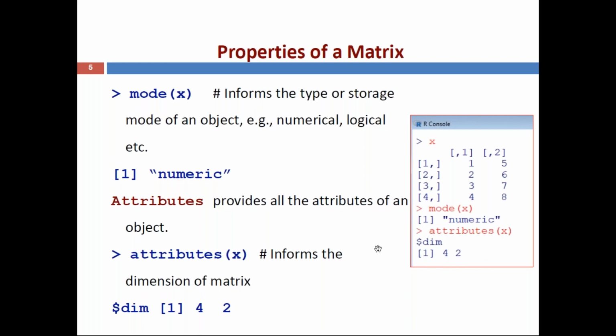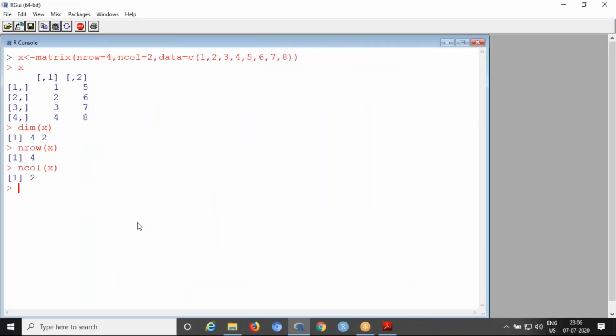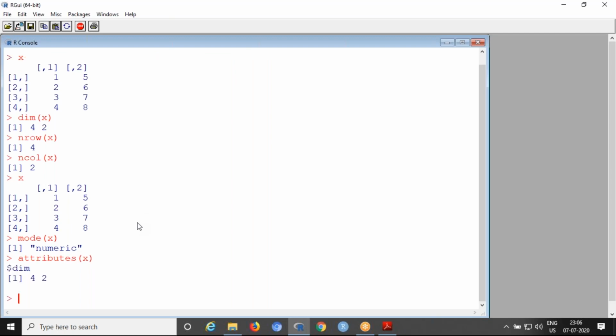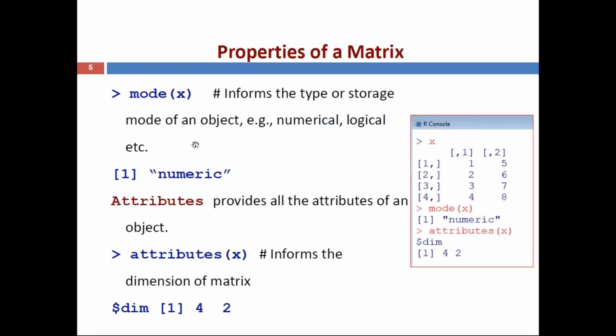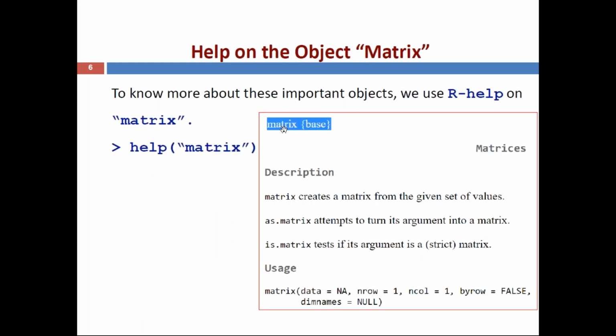Now we can execute these two functions. Our matrix again you can recall freshly. X is the matrix. If you want to find out the mode of the matrix X, simply use the function mode within brackets X, so it is numeric. Then to find out attributes of the matrix X, simply type attributes within brackets matrix name X. Then it calls the dimension function $dim. So what is the dimension of matrix X? 4, 2. Same output only displayed. So these are some more properties of the matrix.